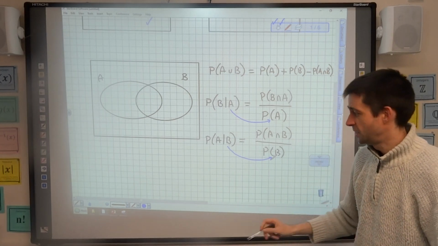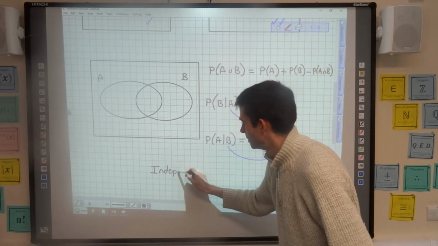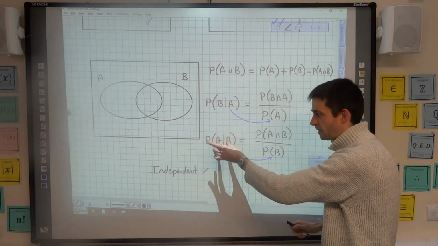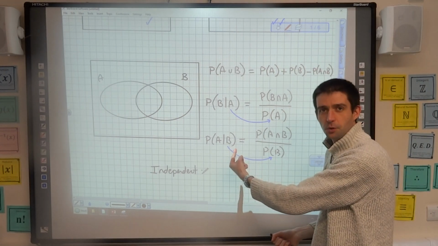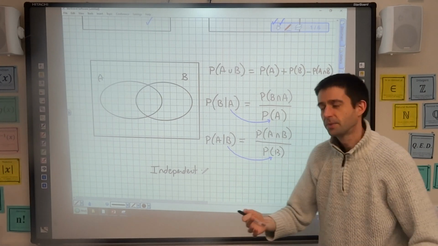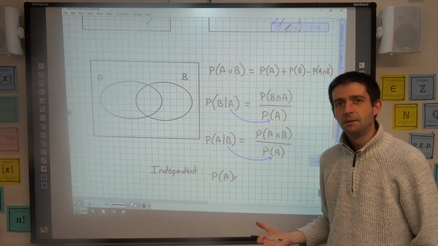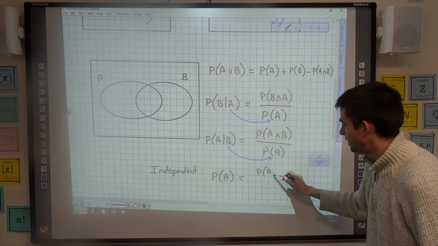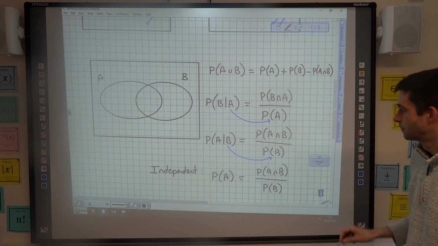There's one final bit with this, and it's to do with independence. Now, if two events are independent, so I'll just deal with this bit first. Probability of A given B. Well, if A and B are independent, it wouldn't matter whether B had already happened or not. The probability of A would just be the probability of A. It doesn't matter whether B's happened or not first. So, that left-hand side of this formula just becomes the probability of A, because it's not dependent on B. However, it's still equal to the probability of the intersection of A and B over the probability of B.